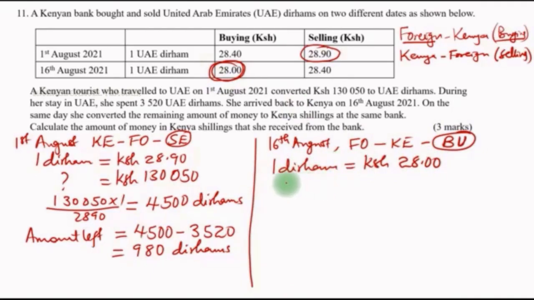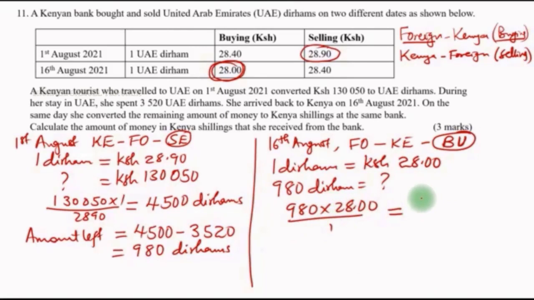Therefore 980 dirhams will be equivalent to how many shillings? That will be 980 times 28 by 1, and this will give us 27,440. So that's the amount she received from the bank.